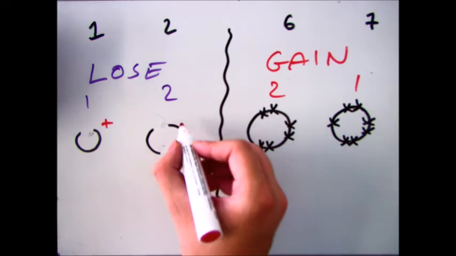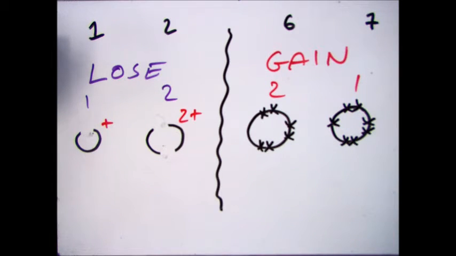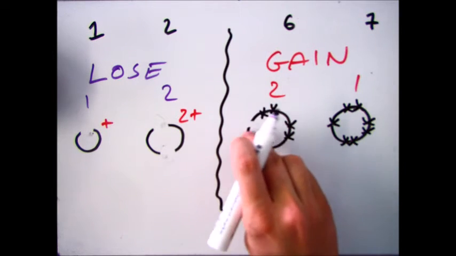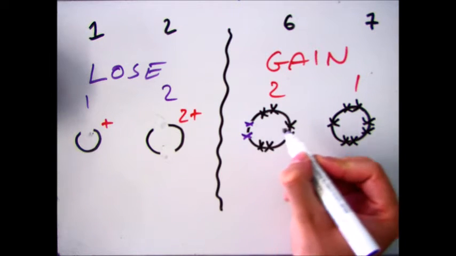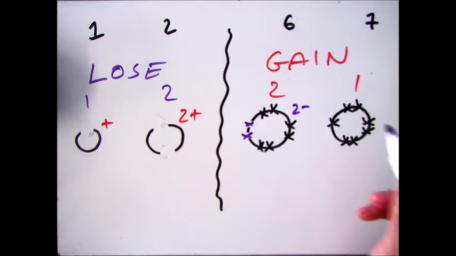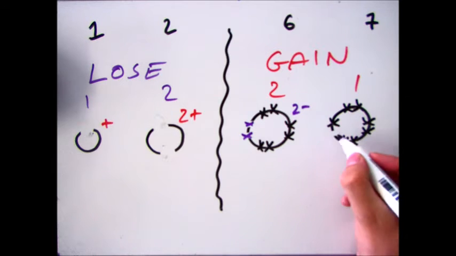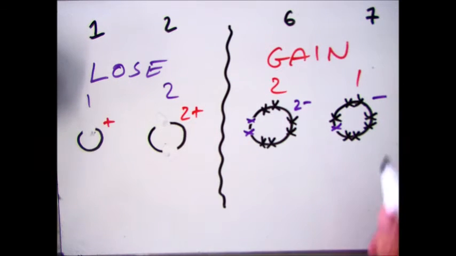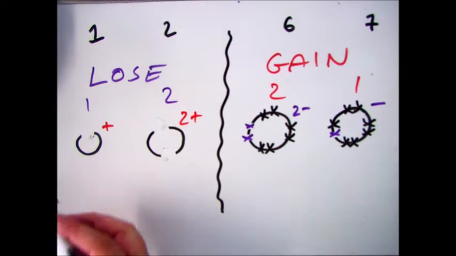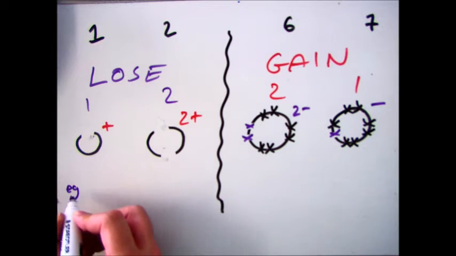The next thing is your charges. If you are losing a negative electron, it becomes positive. So you lose 1, it becomes plus 1. You lose 2, it becomes plus 2. And then if you gain them, it becomes negative overall. So if you gain 2 negative electrons, you get 2 minus. If you gain 1 negative electron, it becomes 1 minus.